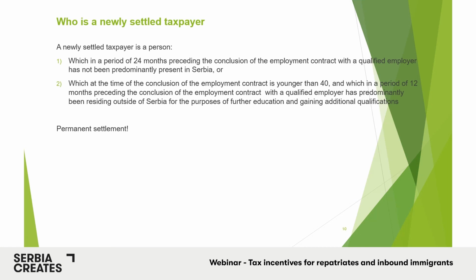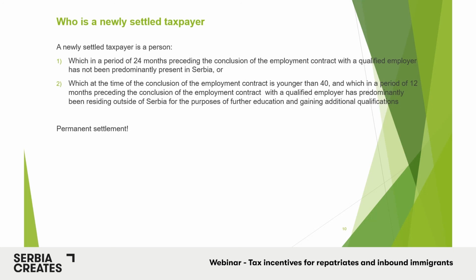Now, who's a newly settled taxpayer? That's also a question. Who can benefit from this? To be deemed a newly settled taxpayer, you need to meet the condition that in a period of 24 months, thus 2 years preceding the conclusion of the employment contract with a qualified employer, you have not been predominantly present in Serbia.